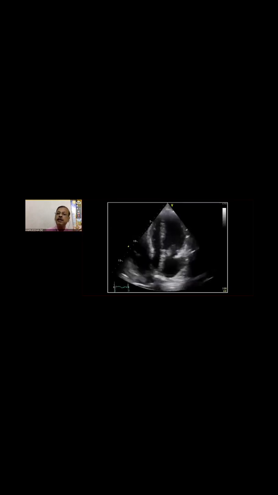Another area is the transplanted heart. See, this is a patient with a transplanted heart. You can see the atrial anastomosis, with the pulmonary veins anastomosed here. This is the recipient atrium, and this is the donor's atrium that is sutured here. And you can see the contractility is fairly good here, and here also.